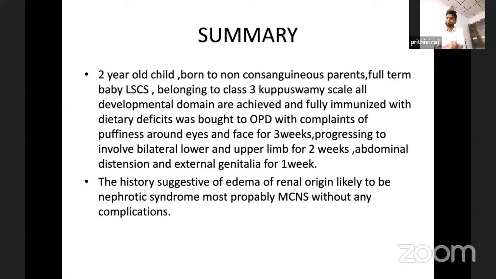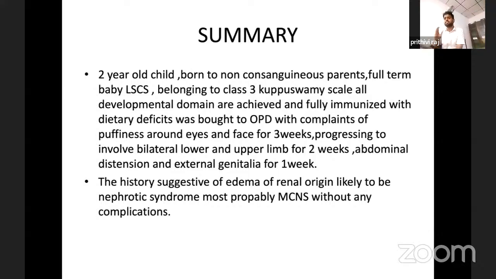What is that? Hydrocele? No, hydrocele is inguinal hernia. It tells about the severe protein loss. It tells about the hypoalbuminemia. It indirectly tells that the albumin may be less than 2.